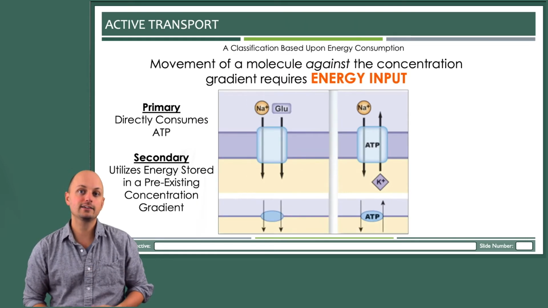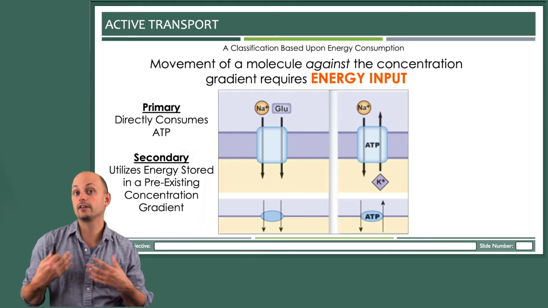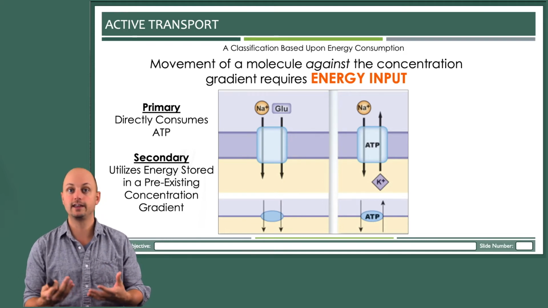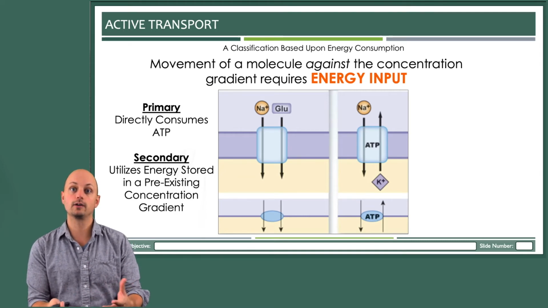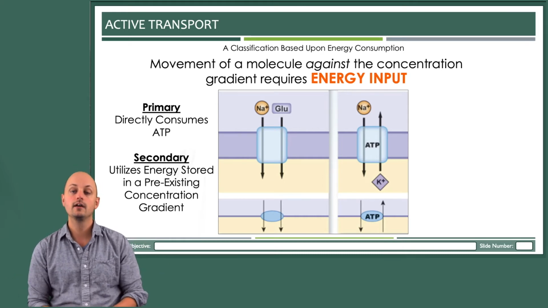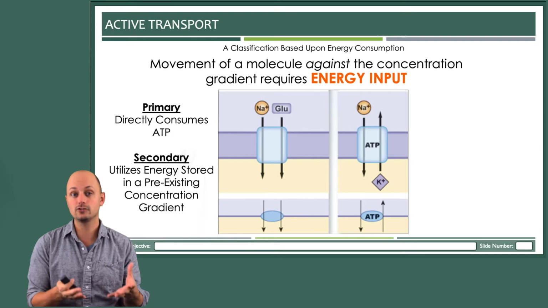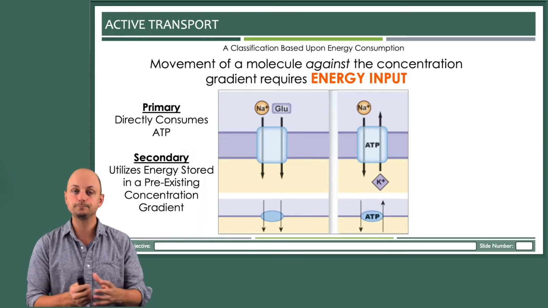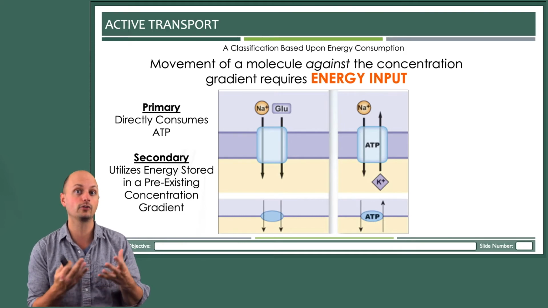We could also classify carriers based upon energy usage. So carriers that don't use energy work by facilitated diffusion, and carriers that do require energy for transport can be either primary or secondary active transporters. Primary active transporters typically contain an enzymatic domain that hydrolyzes and breaks down ATP. Secondary active transporters often use energy stored in electrochemical gradients.